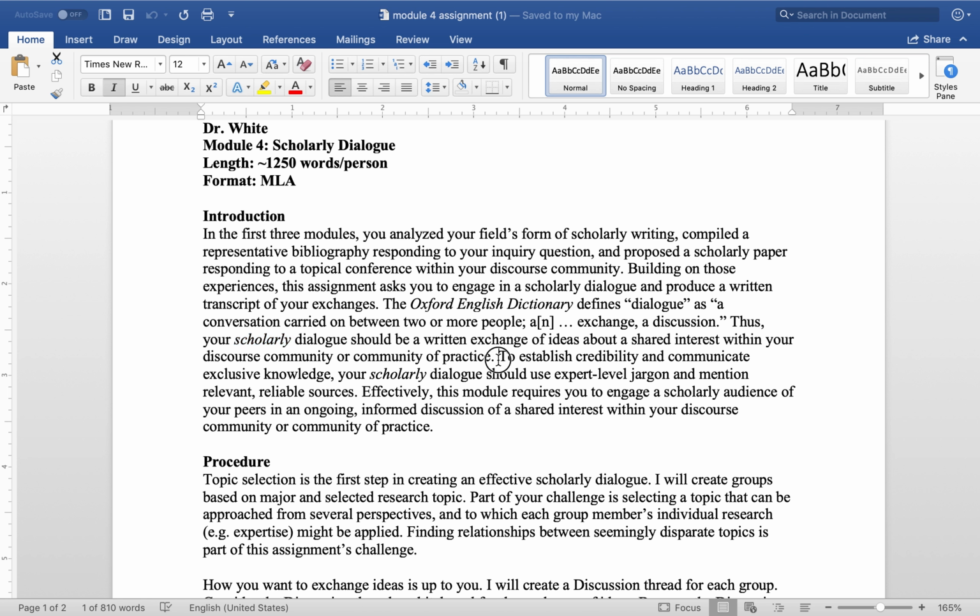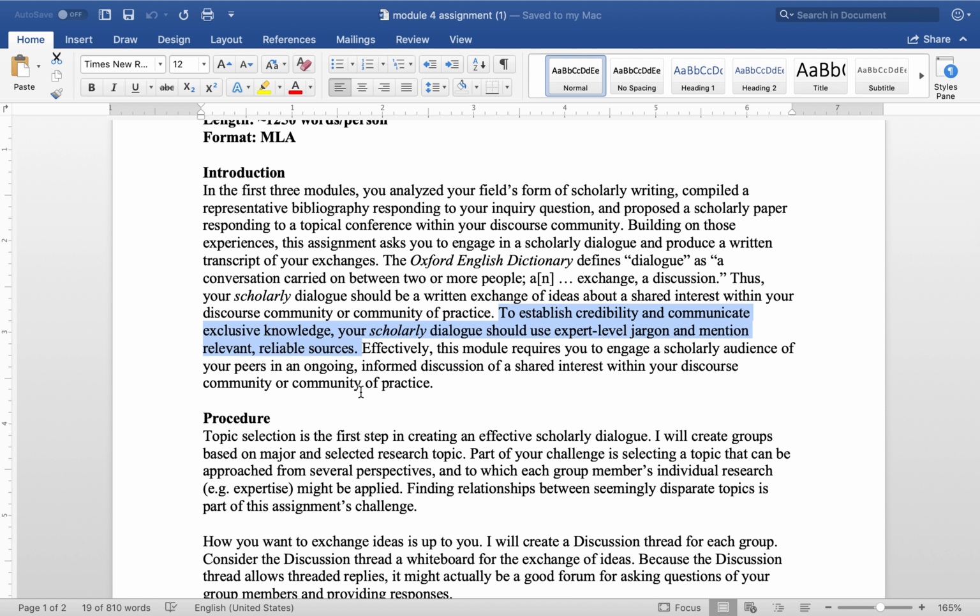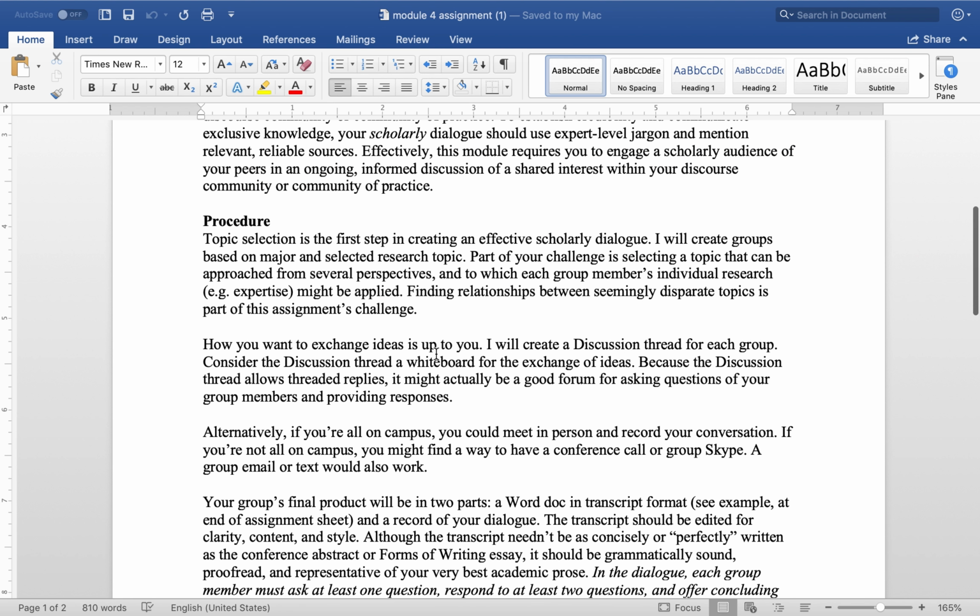And to establish your credibility, your scholarly dialogue should use expert-level jargon and mention relevant, reliable sources. So again, it's like you're speaking in code, but the other people are going to be able to crack the code, like they work for the CIA or something. So anyway, what is the objective of it? The objective is for you to engage a scholarly audience of peers in an ongoing informed discussion of a shared interest.